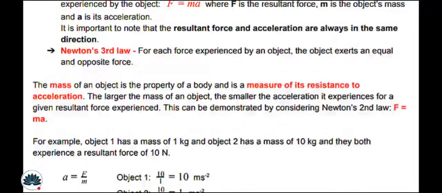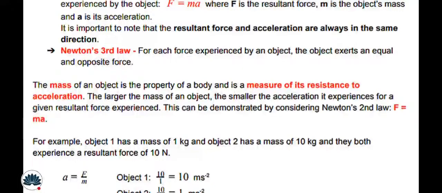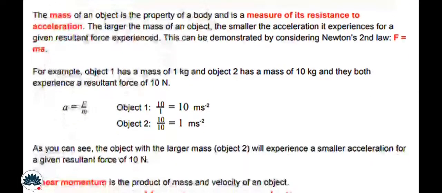The mass of an object is a property of a body and is a measure of its resistance to acceleration. The larger the mass of an object, the smaller the acceleration it experiences for a given resultant force. This can be demonstrated by considering Newton's second law of motion, F equals ma. For example, object 1 has a mass of 1 kg and object 2 has a mass of 10 kg, and they both experience a resultant force of 10 newtons. So a equals F upon m. Do not be shocked, because F equals ma, so just derive the formula.